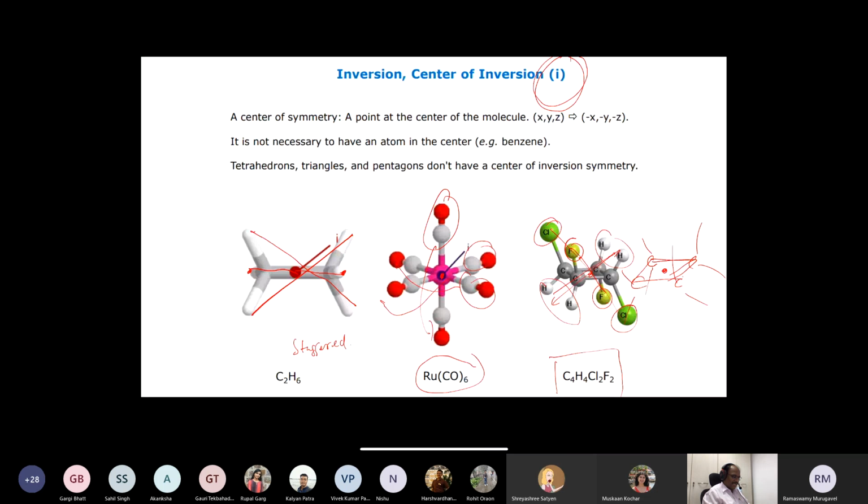So inversion symmetry. I think the other example I showed you a while ago was the hydrogen peroxide inversion center. This oxygen goes here, this oxygen comes here, this hydrogen goes here, this hydrogen goes here. So this is a center of inversion.